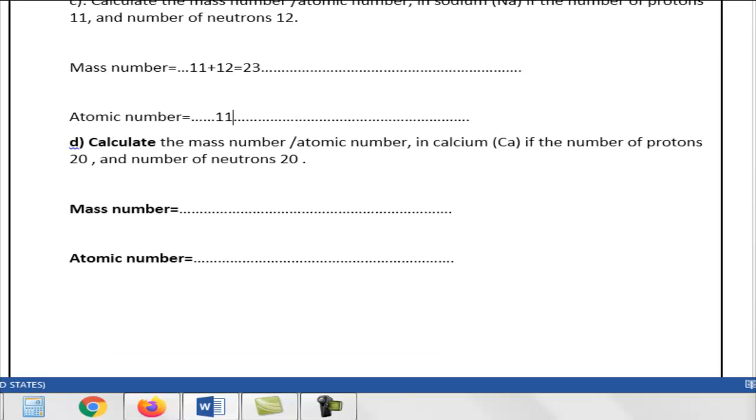Here, he asks you to calculate the mass number and atomic number in calcium, if the number of protons is 20 and the number of neutrons is 20. So what is the mass number? Adding the number of protons plus the number of neutrons. So it equals 40. But the atomic number is the number of protons only, so it will be 20.